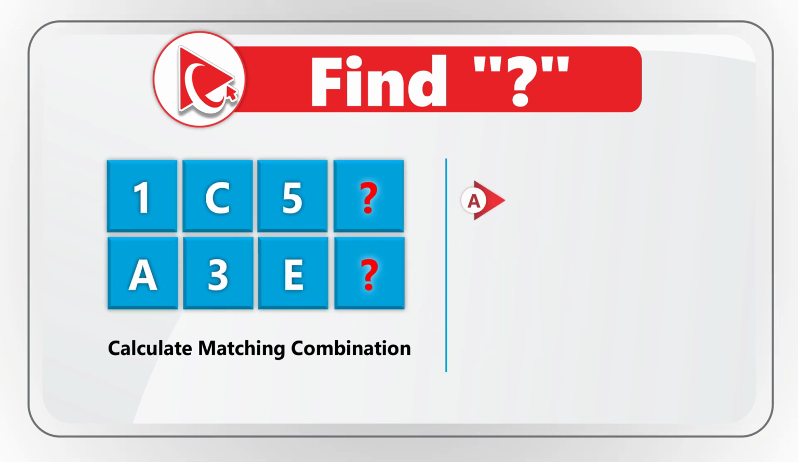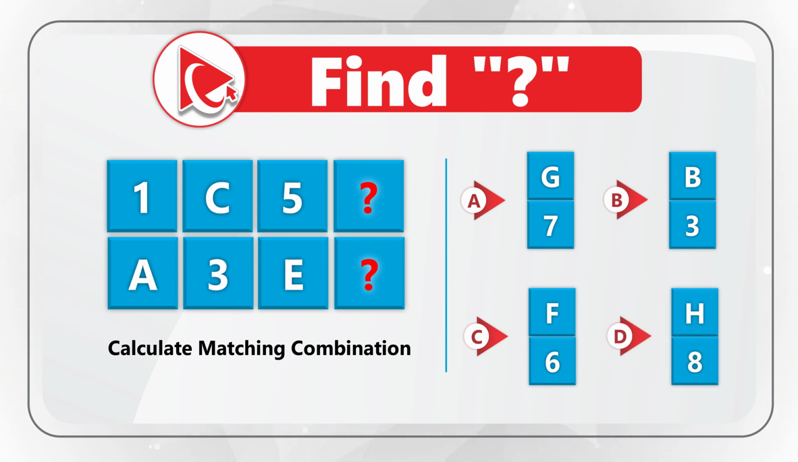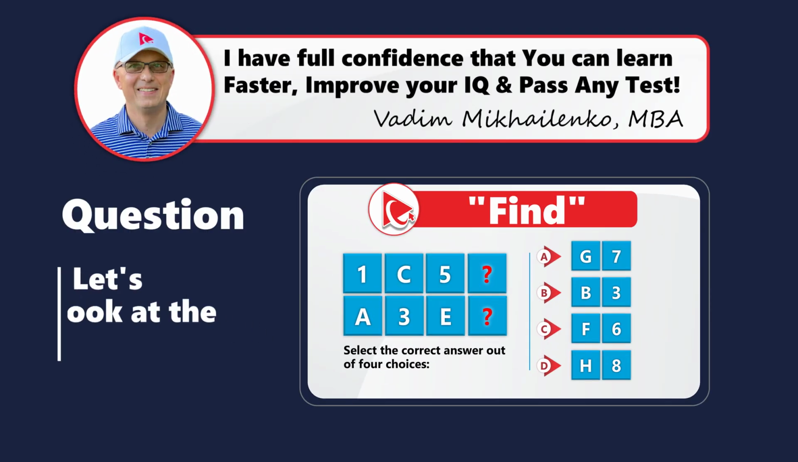Choice A, G7. Choice B, B3. Choice C, F6. And last but not least, choice D, H8. Take a close look to see if you can do the calculations. Consider pausing the video to better understand the question, because on my end, I am moving forward to share with you my version of the solution. And obviously, if you have a better way to solve it, please make sure to show in comments.